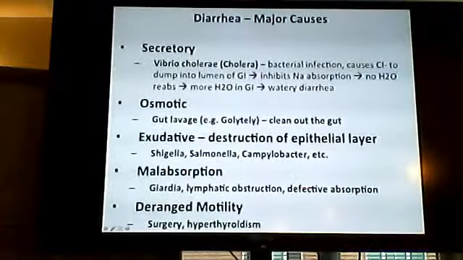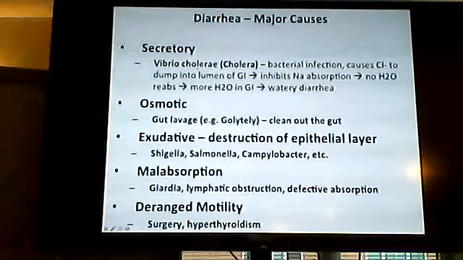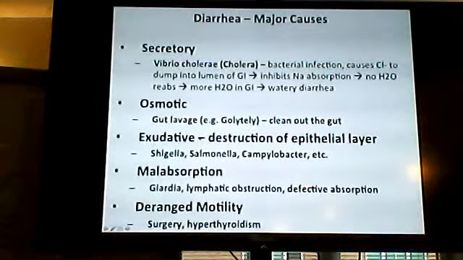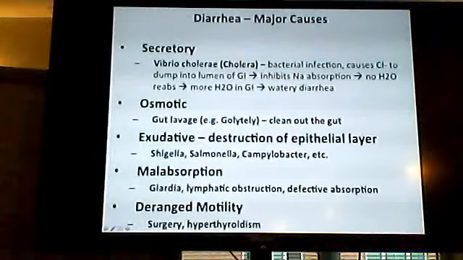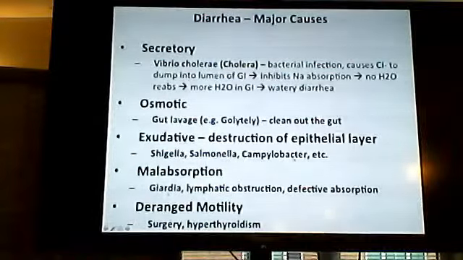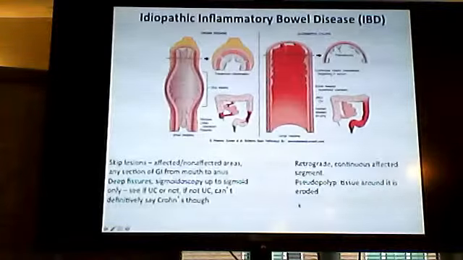hypertension. Diarrhea, there's secretory, so cholera, osmotic with the gut lavage, cleaning out the gut, exudative with Shigella and Salmonella and Campylobacter, which we mentioned back in the first unit. Malabsorption with Giardia or deranged motility.